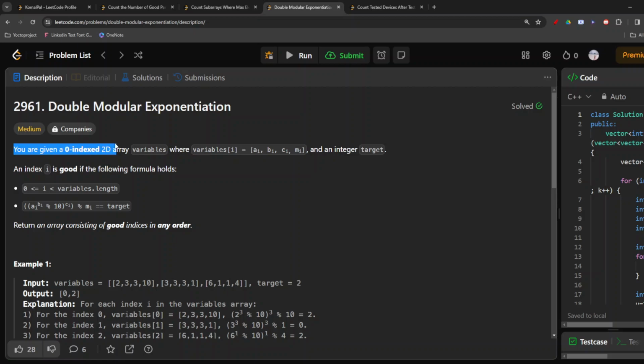So here you are given a 0-indexed 2D array variables, where variables[i] represents a_i, b_i, c_i and m_i, and an integer target. An index i is good if the following formula holds. Basically our i should be less than variables.length, that is the input which is given to us, and we are required to fulfill this formula, and its output should be equal to the target which is given to us. And we are required to return an array consisting of good indices, in any order.